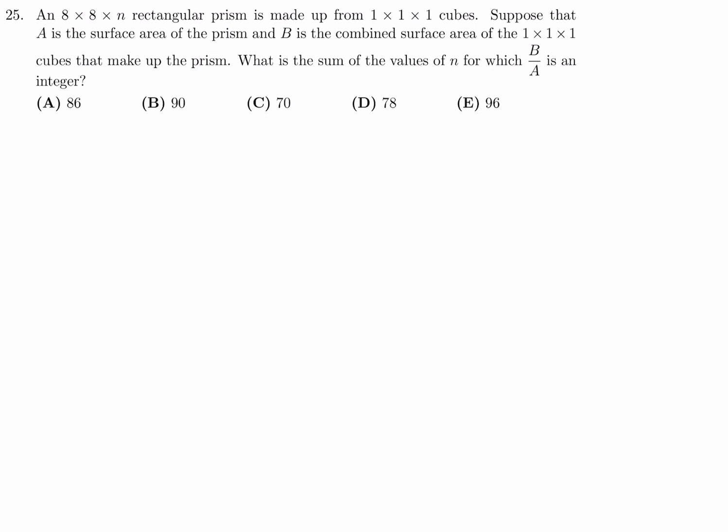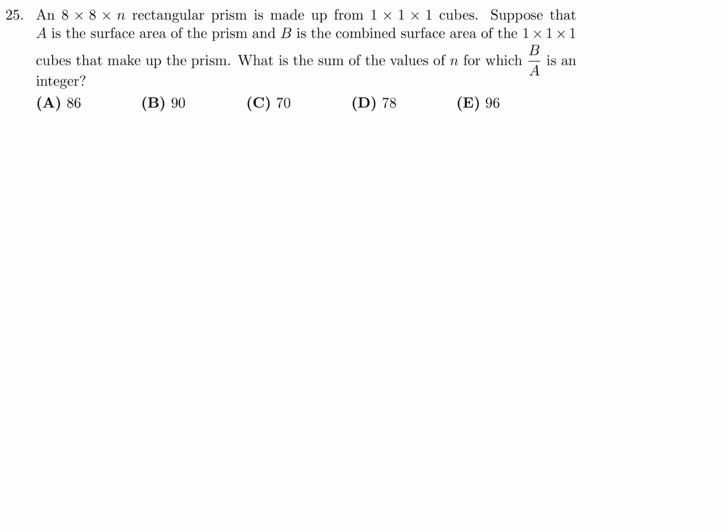An 8 by 8 by n rectangular prism is made up from 1 by 1 by 1 cubes. Suppose that A is the surface area of the prism and B is the combined surface area of the 1 by 1 by 1 cubes that make up the prism. What is the sum of the values of n for which B over A is an integer?